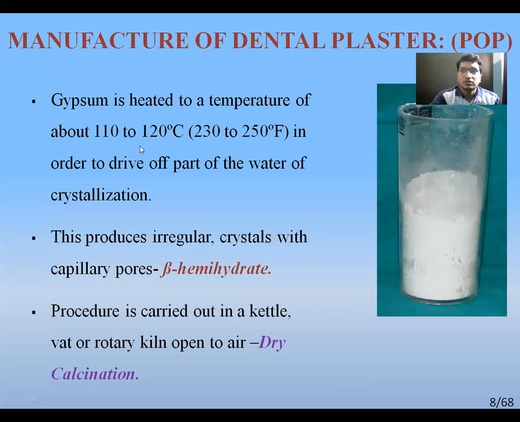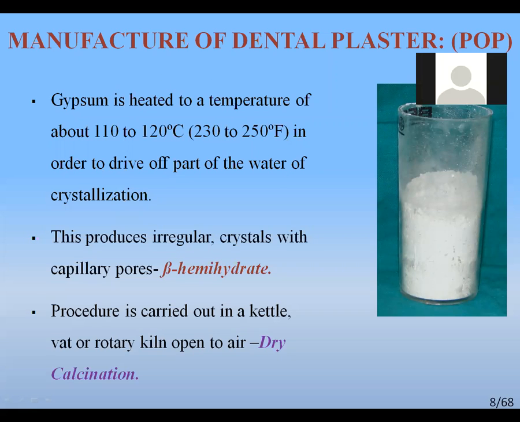How do we manufacture dental plaster? Gypsum is heated. There are various ways by which we can get dental plaster, dental stone, and high stone, that is, high expansion and high strength low expansion. Gypsum is heated to a temperature of 110 to 120 degrees in order to drive off water of crystallization.